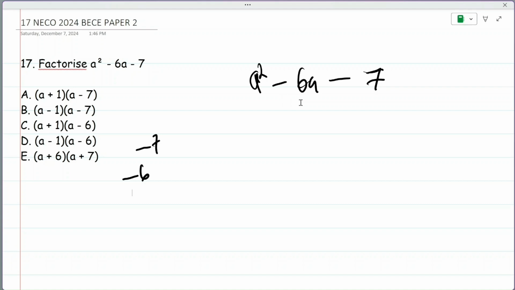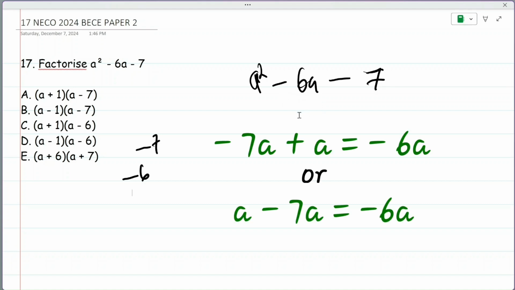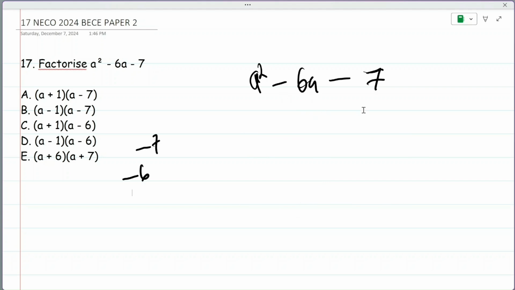What we're actually meant to do is to break this minus 6a into two terms that when you add them together, you get minus 6a. But you need this 7 to do it. You have to use this constant, this minus 7, to find two whole numbers that you multiply together to get minus 7. Let's ignore the minus of this 7. Let's use 7 only first.